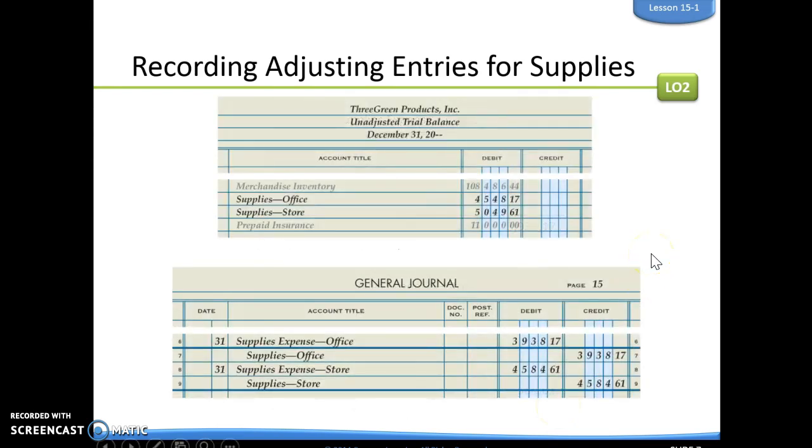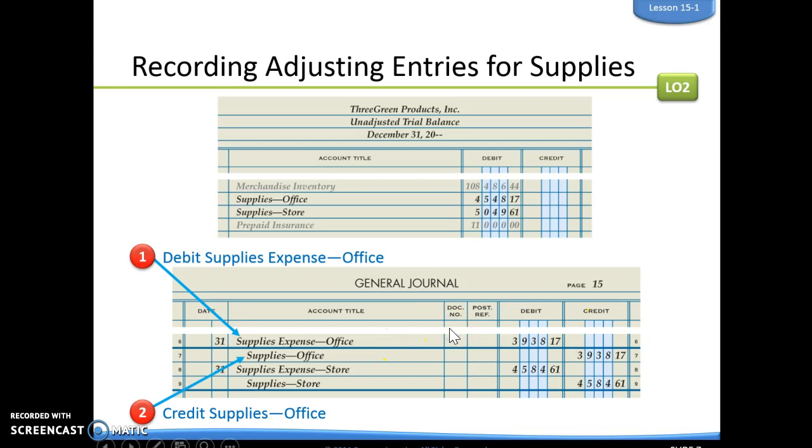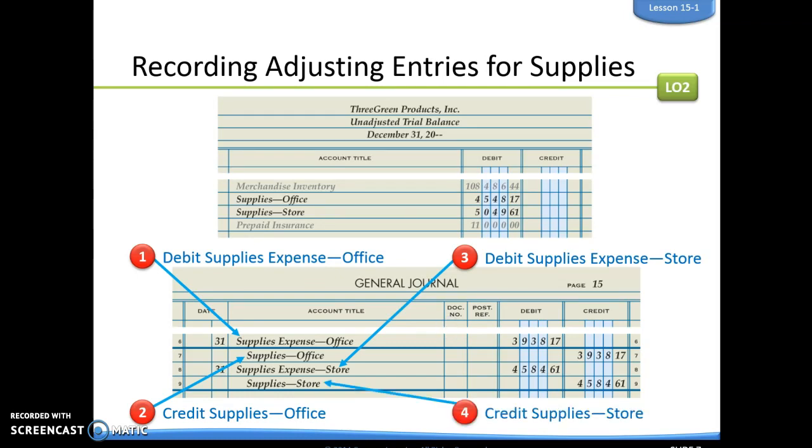Okay, here's what it's going to look like in our general journal. We are going to date, we're going to debit our supplies expense office, and we're going to credit supplies office. We're also going to do the same with our supplies store. So debit supplies expense store, credit supplies store.